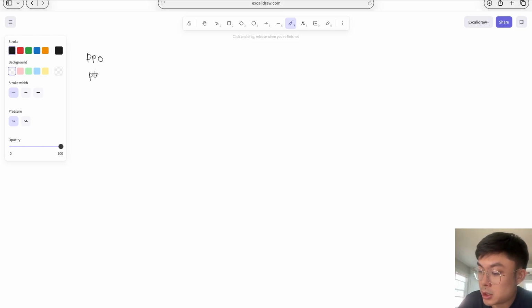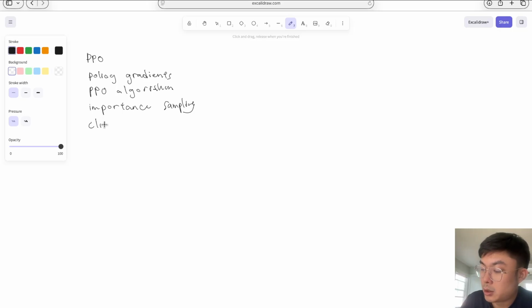First, we'll be talking about policy gradients. And then after that, we'll talk about the PPO algorithm itself. Afterwards, we'll talk about importance sampling. And finally, the clipping, which is one of the key contributions of PPO.